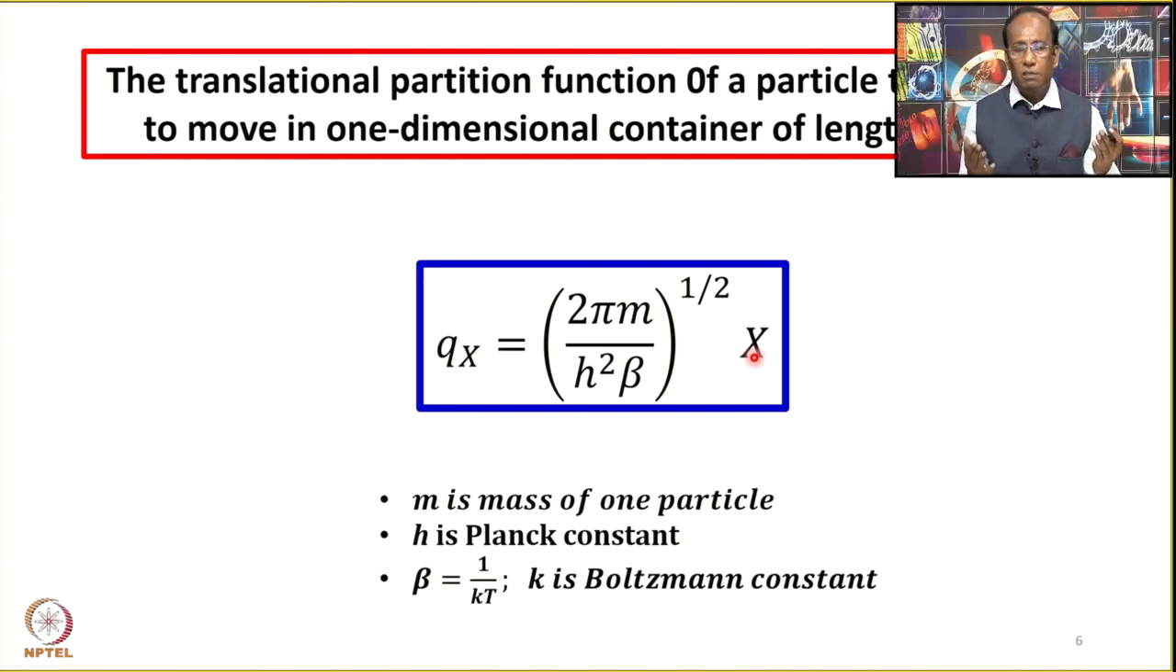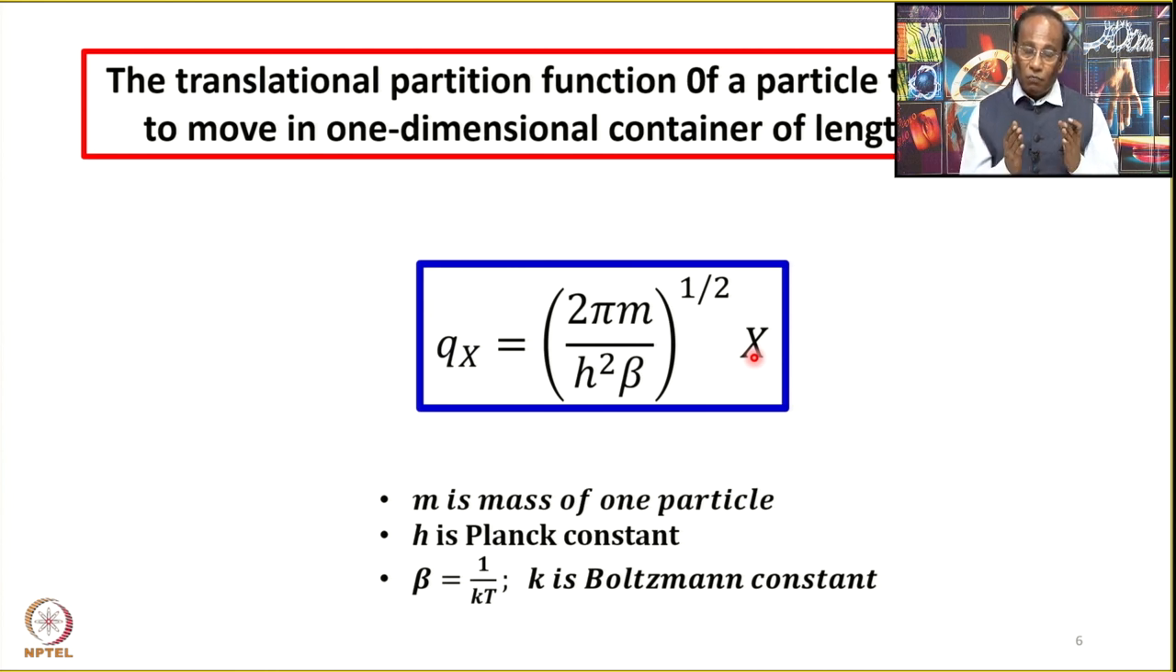Before you start applying this result, this derivation, it is very important to understand in what units you need to substitute the value. We are talking about the partition function of a molecule, of a particle. When we say molar mass, what do we understand? The units of molar mass is gram per mole, right? For example, if we say oxygen, we say 16 gram per mole. How many molecules per mole? If I say 1 mole of oxygen atom, how many atoms are there? Avogadro constant.